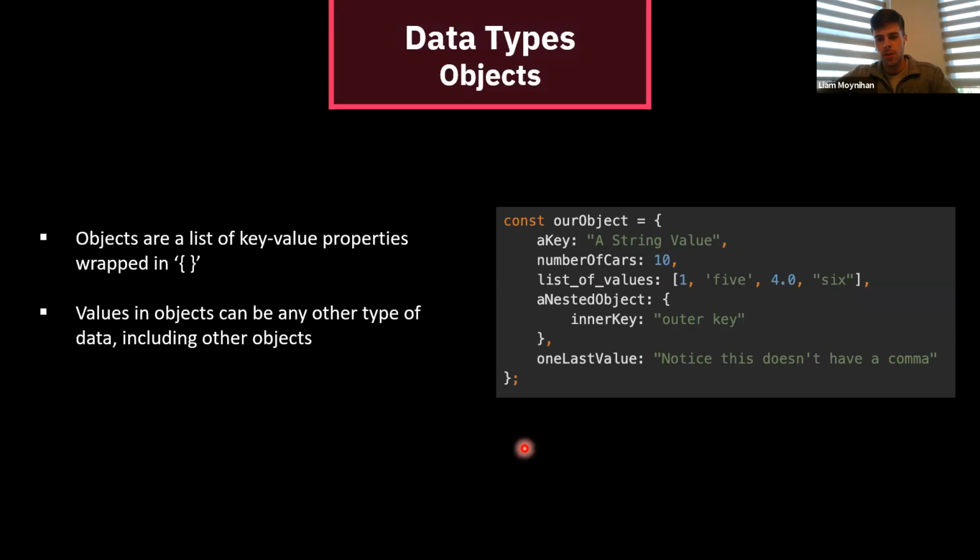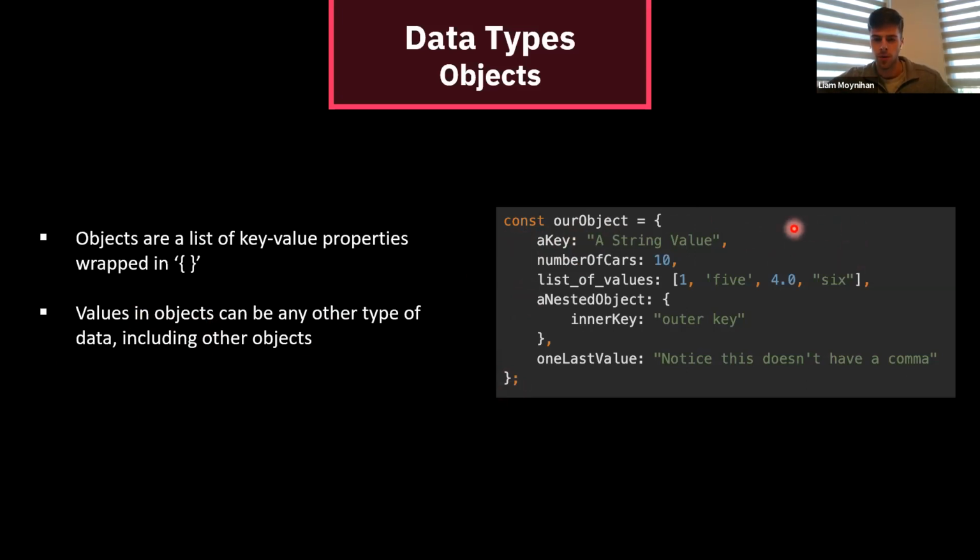All right, the next thing we're going to talk about is objects. Objects are defined as a list of key value properties that are wrapped in curly brackets instead of the square brackets like arrays. And the values of objects can be any other type of data. Essentially we can see in our example over here, the keys are just plain words, not wrapped in any quotes. For our purposes, all these keys should only be a single word, and then we can use that key to refer to the value that it is pointing to.